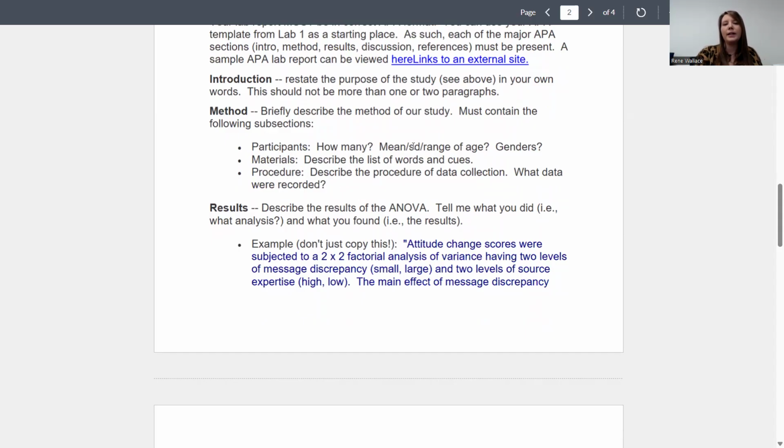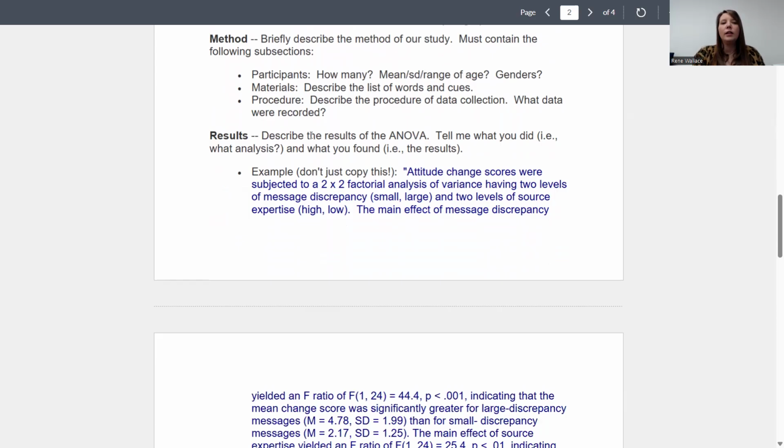Participants: how many, mean, standard deviation, age range, genders. I'm not going to show you how to do that in the video. If you don't remember, go back to the lab 2 help video I sent you where I showed you how to do that. Materials: describe the list of words and the cues. Procedure: describe the procedure of data collection and what data you recorded. So then for the results section, your next level 1 heading, describe the results of the ANOVA. Tell me what you did.